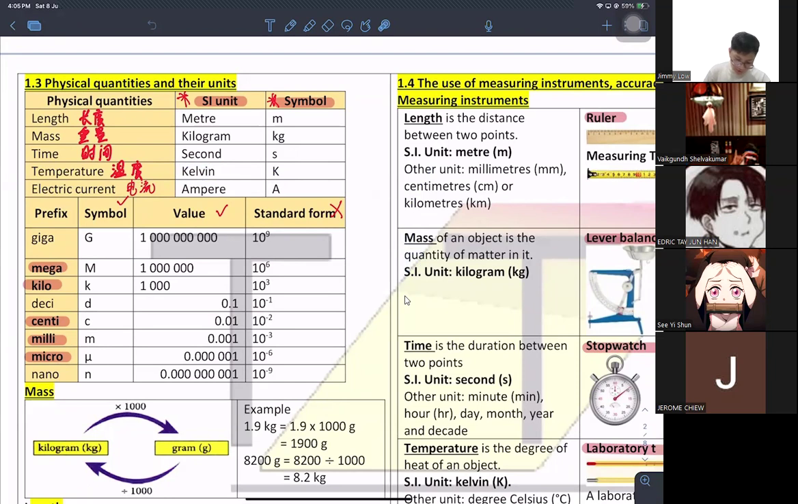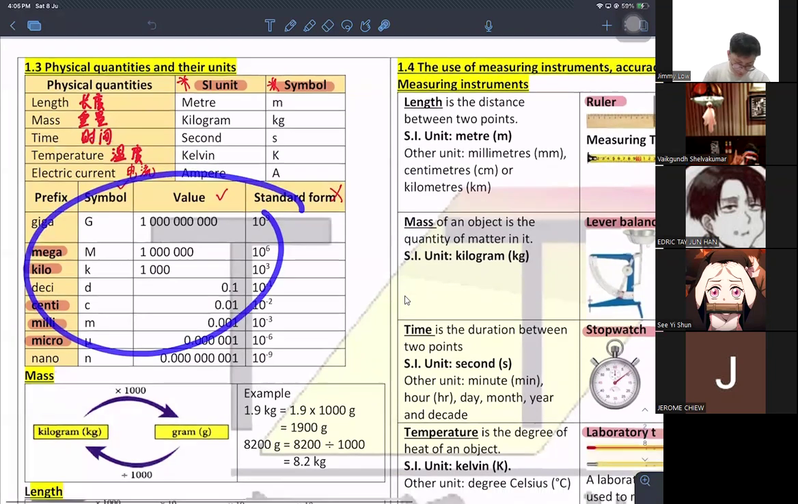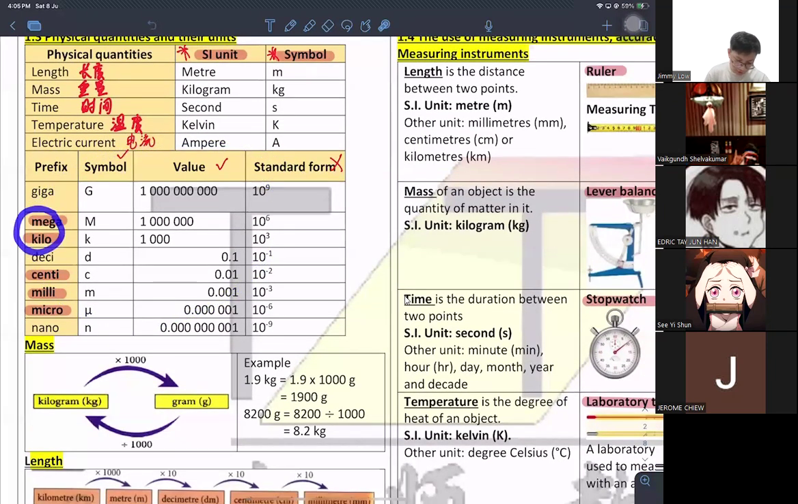The next one is here. We have several common prefixes that we are going to use: mega, kilo, centi, milli, micro, or even nano. Actually, even deci, nano, and giga will come out in your exam.